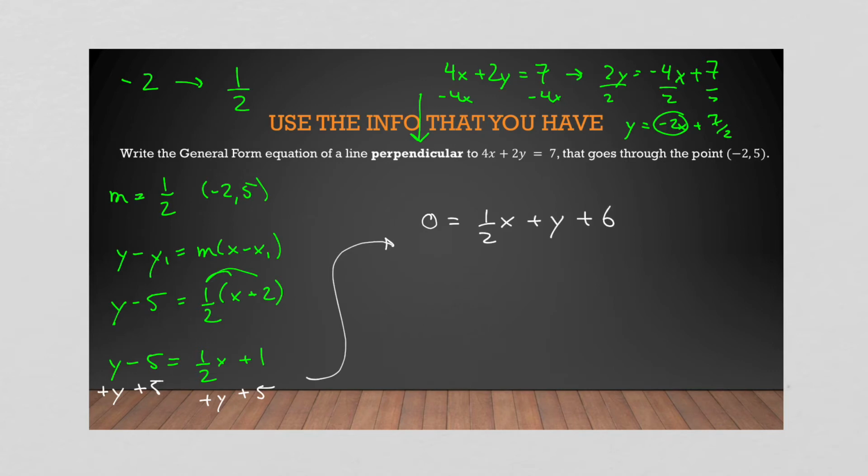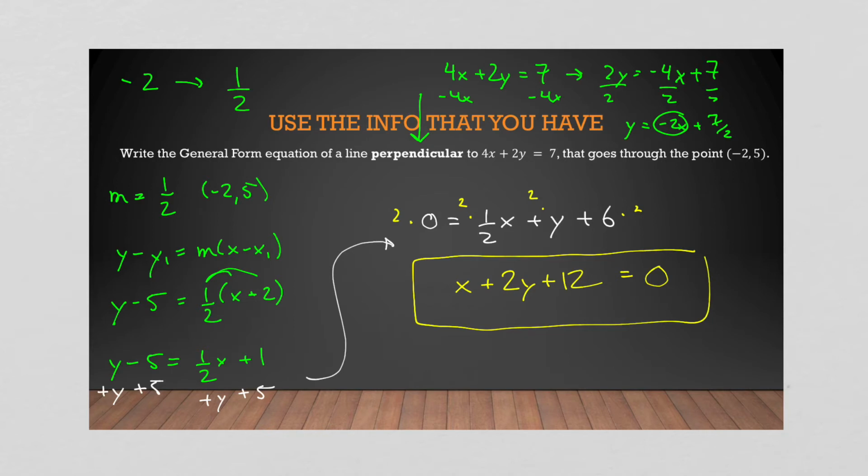But obviously, I do not want fractions, so multiply everything by 2. And this is why 0 is so handy, because I definitely have to multiply this by 2, but 0 times 2 is still just 0. So now I have x minus 2y plus 12. And again, the 0 can be on the left or right. Here I am in general form, but it's exactly the same as writing it in general form like that. So please do not freak out. So that's how we use our given information.